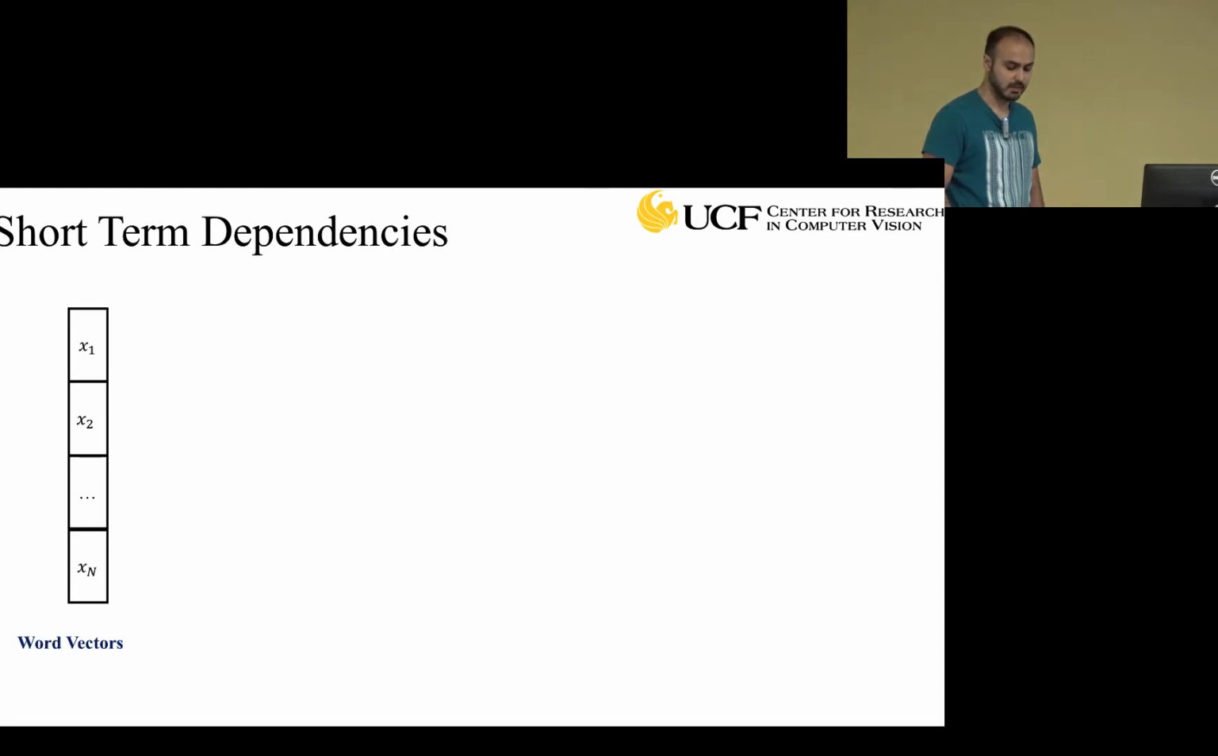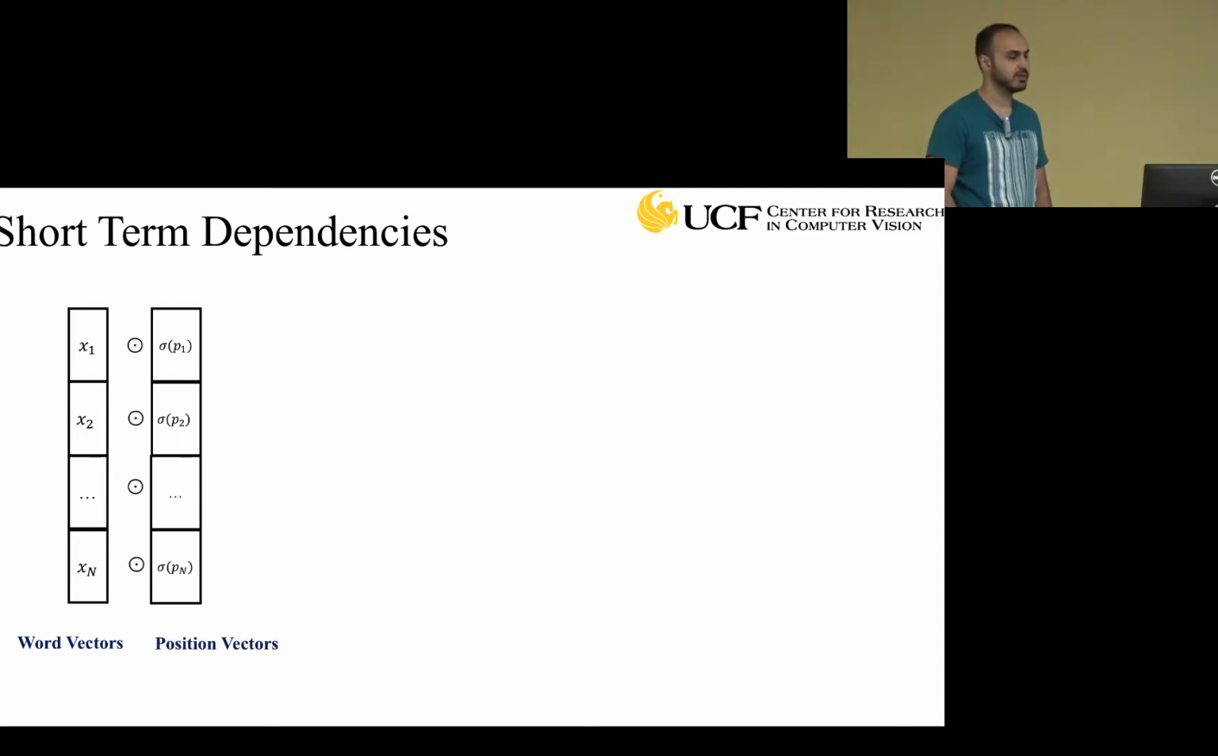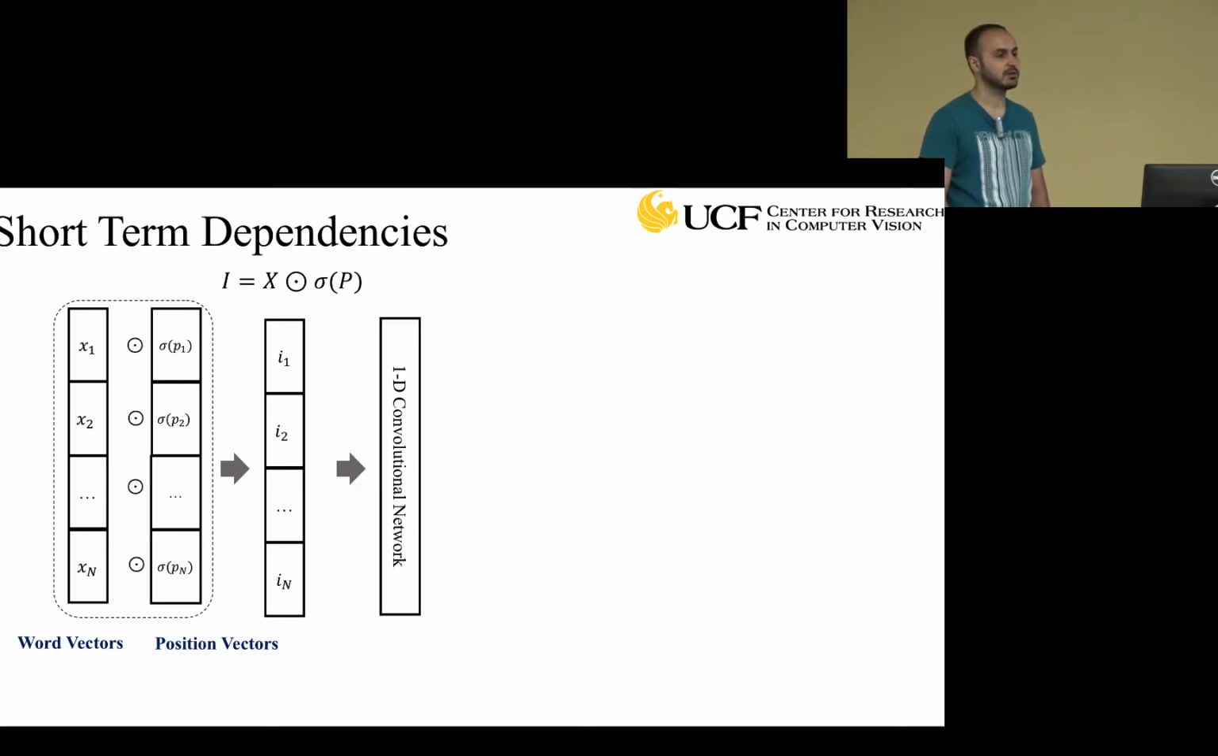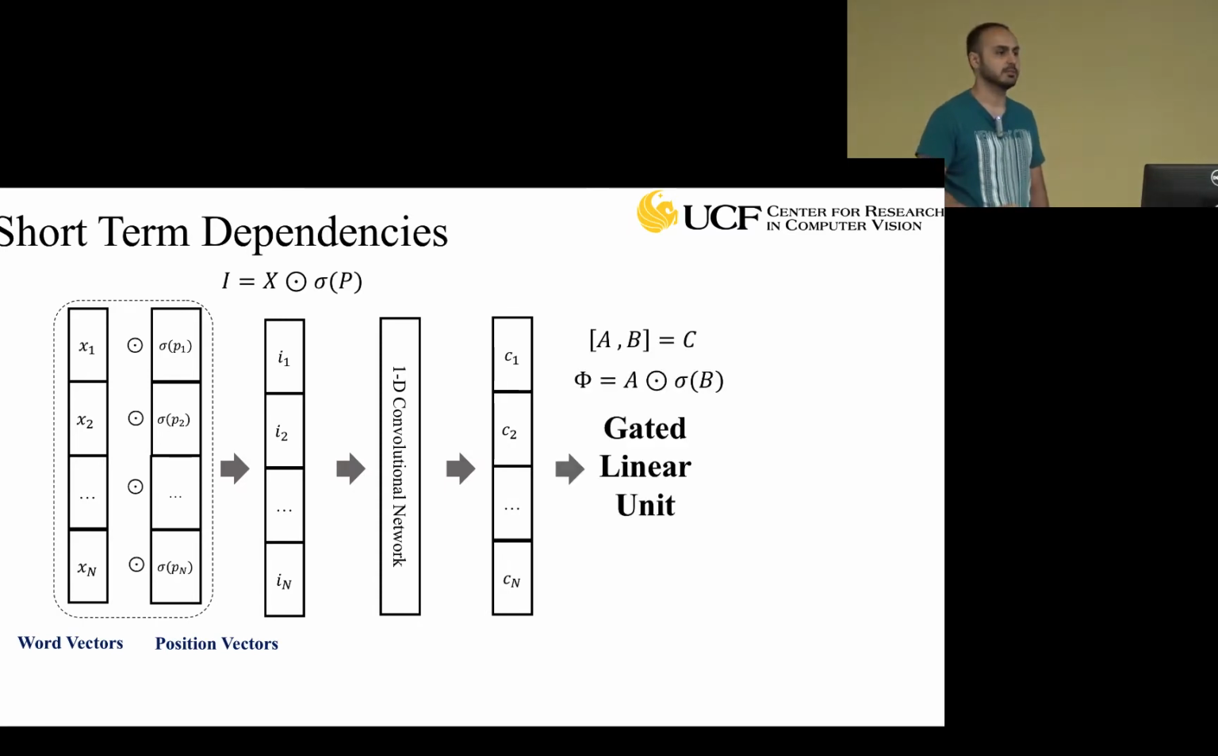Short-term dependency means that we have to reconstruct each word based on its neighboring words. Given the word vectors x1 to xn in a sentence, and their position vectors, the first word, the last word, the middle word, we gate each word vector with its position. So it matters if a word appears in the beginning of a sentence, in the middle, or at the end. We pass it to a one-dimensional convolution, and we apply a gated linear unit on top of that as a nonlinearity. The gated linear unit is a popular form of nonlinearity in NLP.